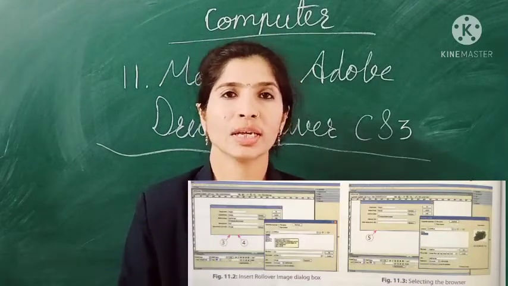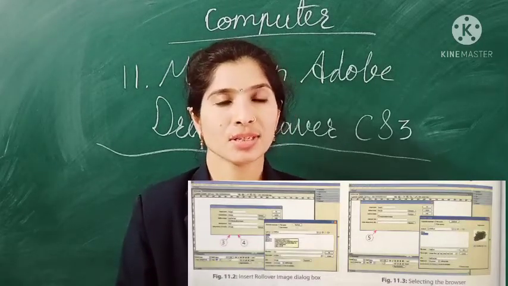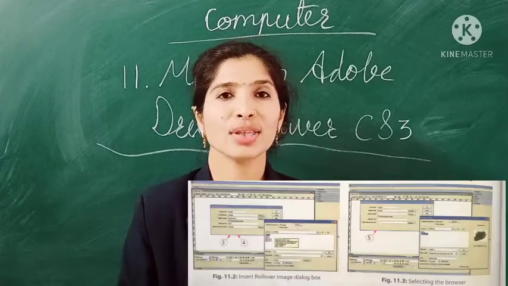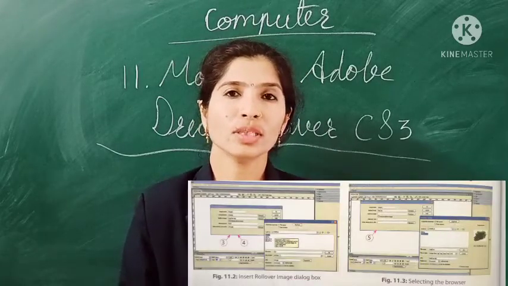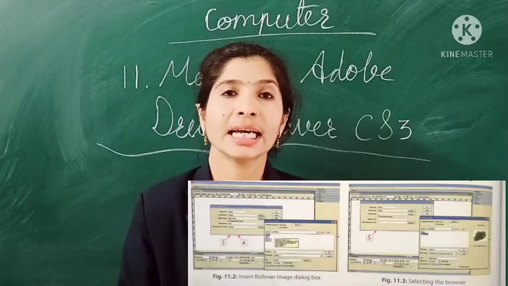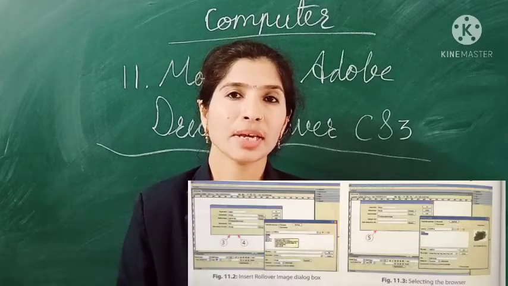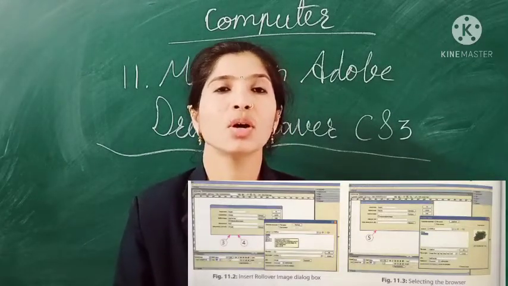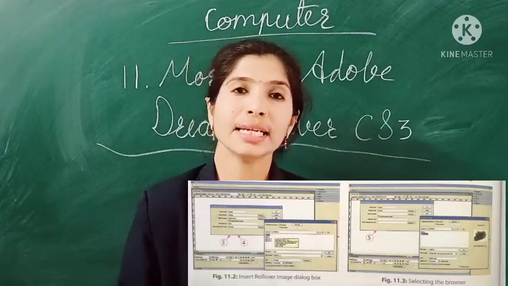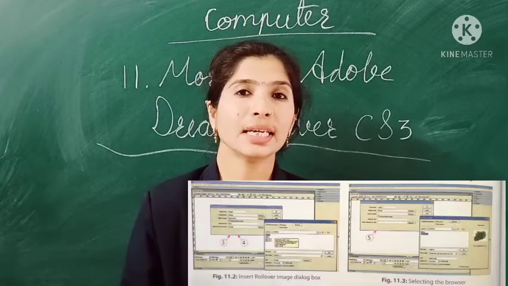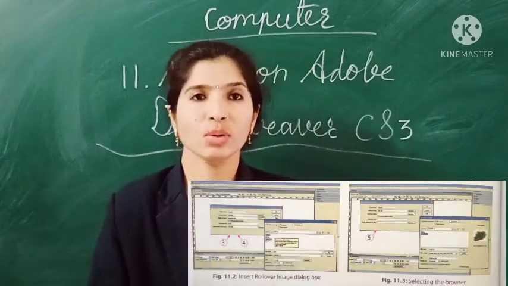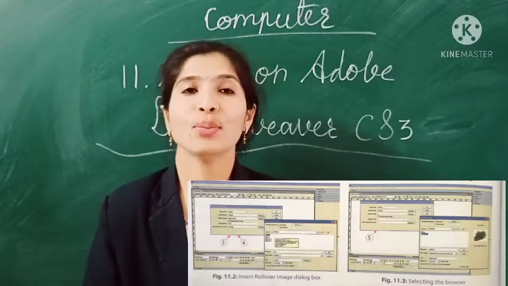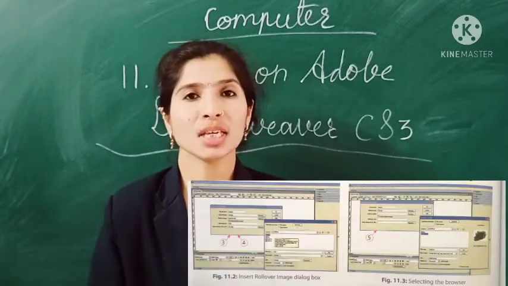Preload rollover image: it specifies whether images have to be preloaded in the browser's cache to avoid delay when the user rolls the pointer over the image. Alternate text: it is the text to describe the image for viewers using a text-only browser. When clicked, Go to URL is the file that opens on clicking the rollover image. Now press F12 or click the Preview/Debug button and select the browser. Then move the pointer over the original image to see the rollover image.